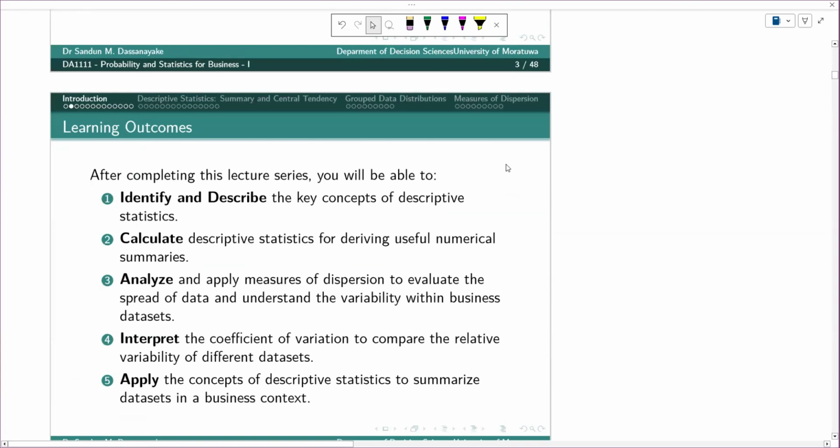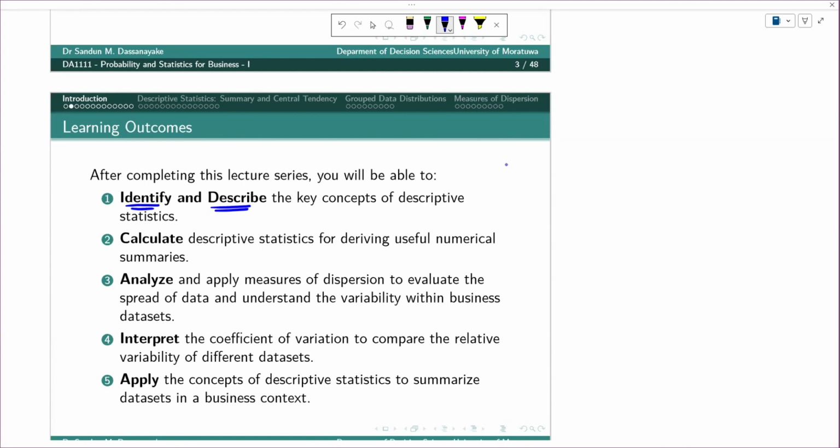The learning outcomes for this lecture series include you'll be able to identify and describe the key concepts of descriptive statistics. Keep this in mind. We'll learn about descriptive statistics, and after completing this lecture, you should be able to tell what is descriptive statistics and what sort of key concepts are there, what do you need to learn, and you should be able to describe the usefulness of these concepts.